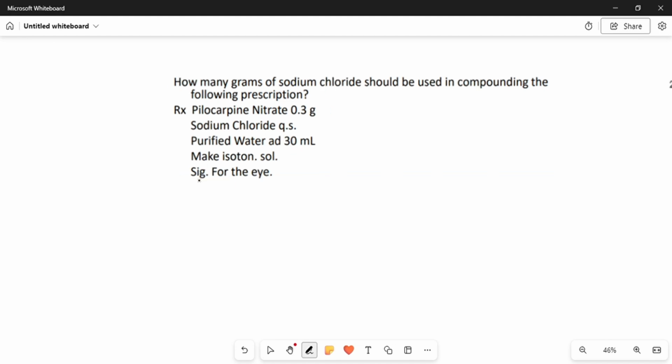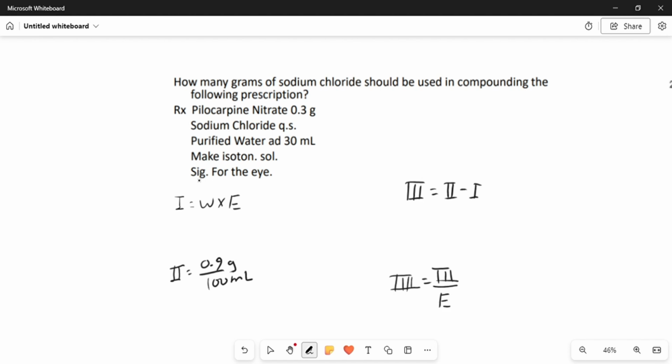How many grams of sodium chloride should be used in compounding the following prescription? All we have to do is put step 1, which is weight times the E value. Then step 2, 0.9 over 100, that will be in ml, that will be in grams. Then we have step 3, which is step 2 minus step 1. Then finally step 4, which is step 3 over its E value. So let's continue with this.